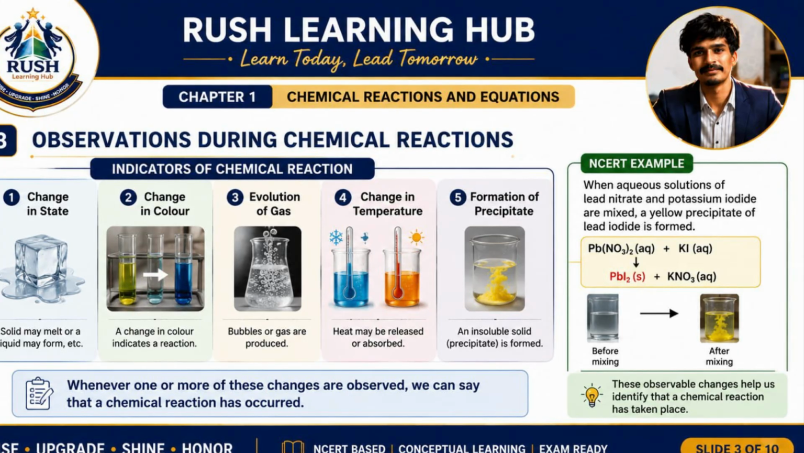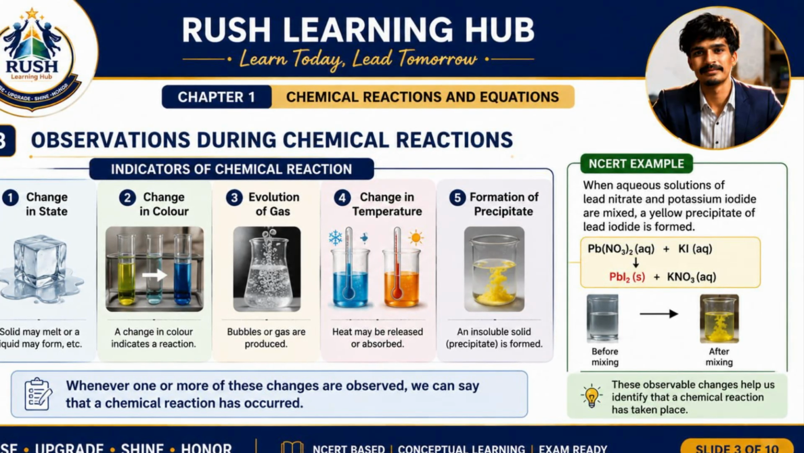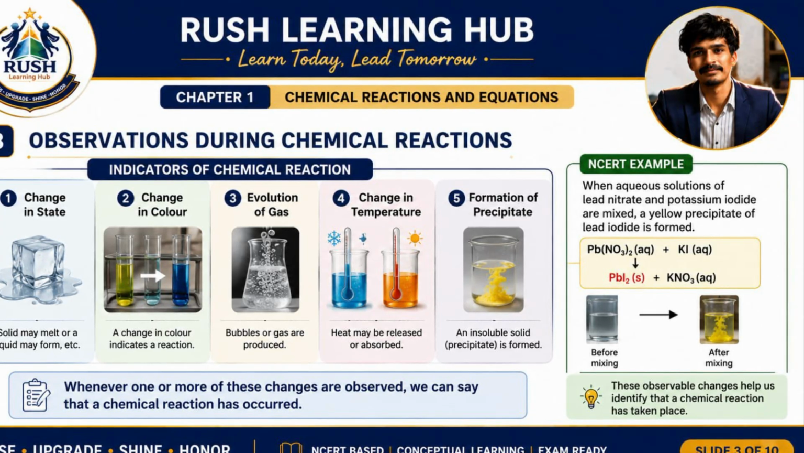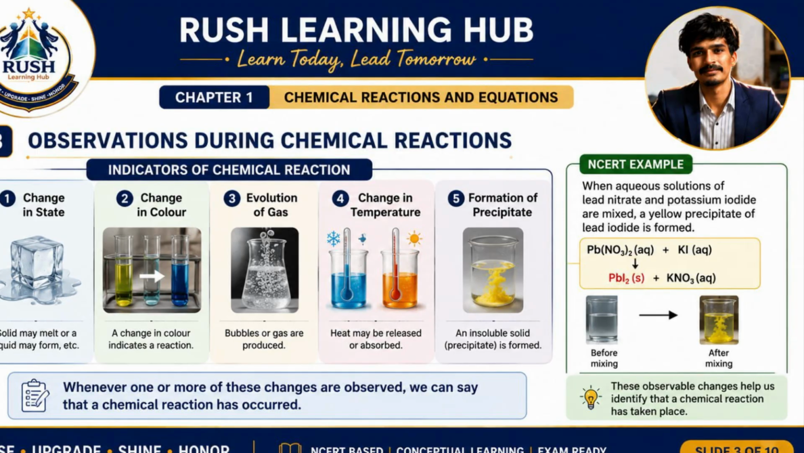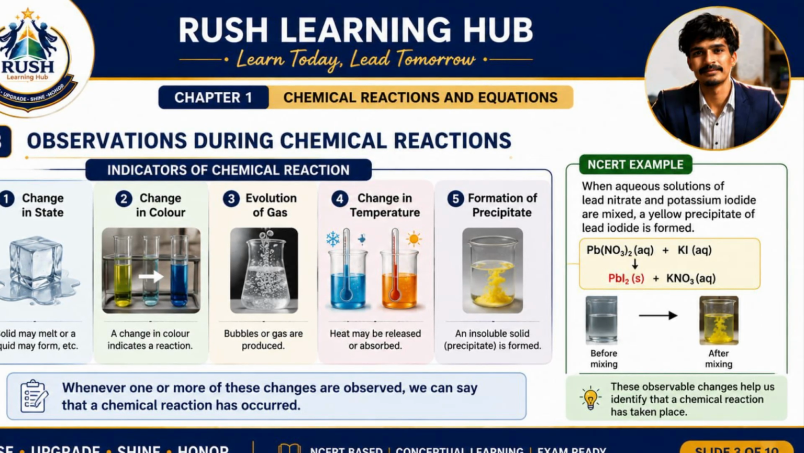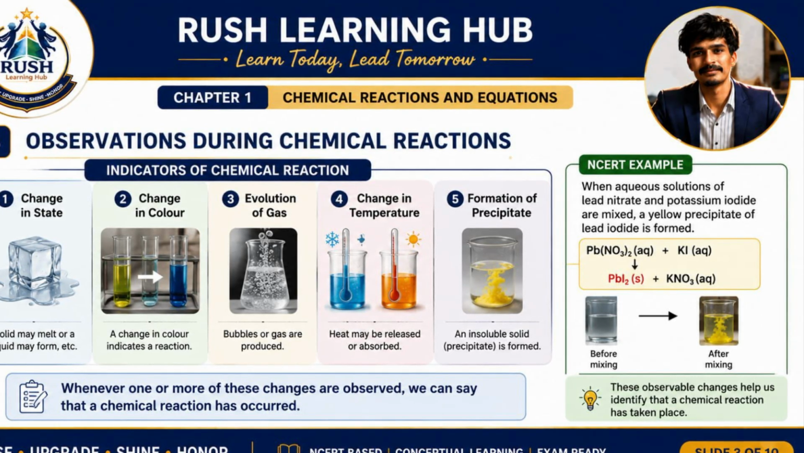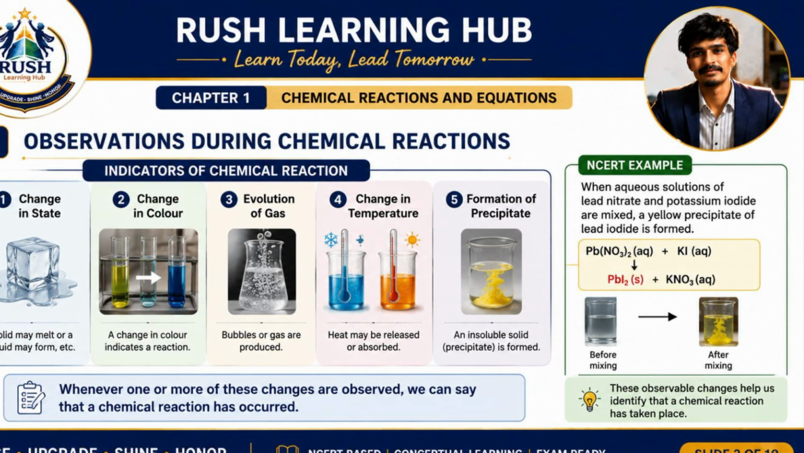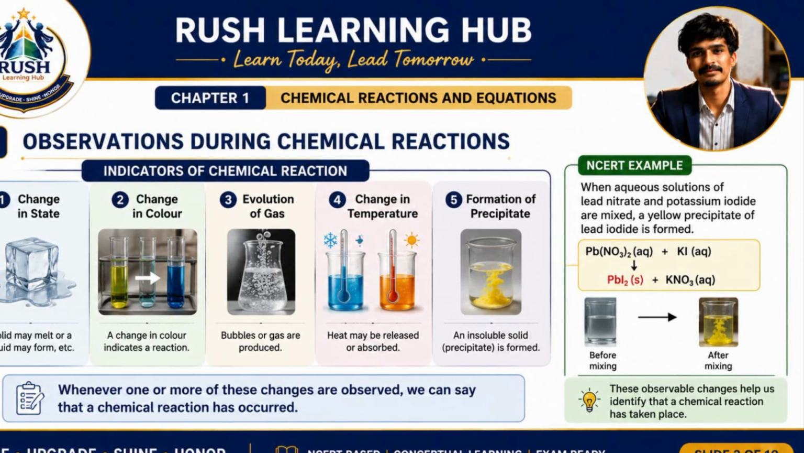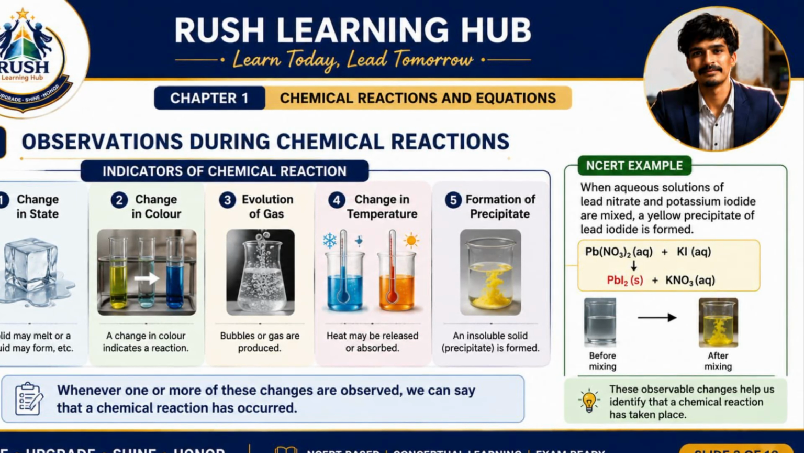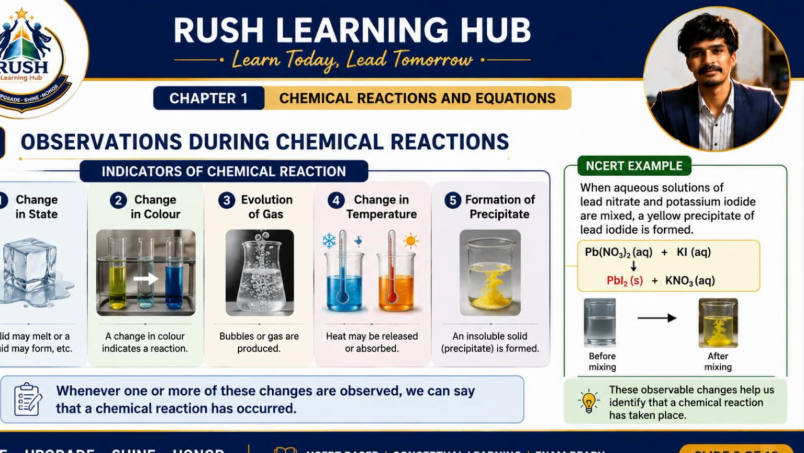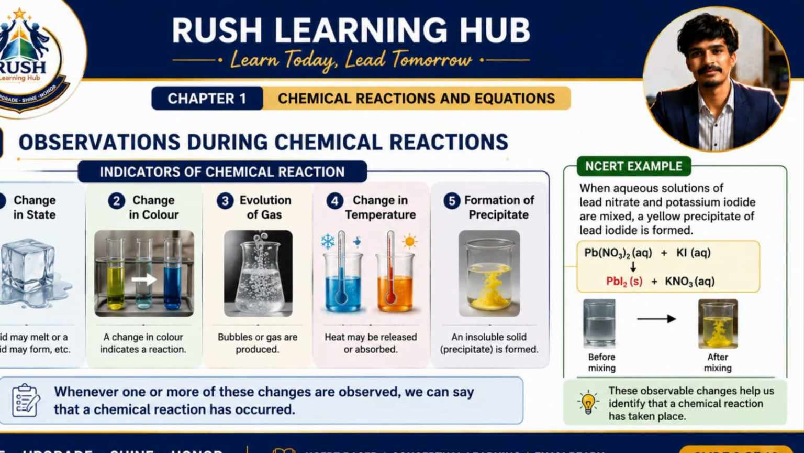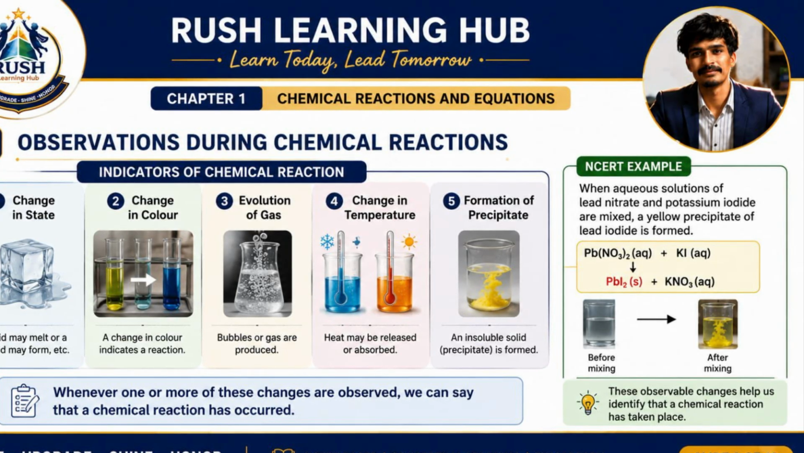Let's look at an important NCERT example. When aqueous solutions of lead nitrate and potassium iodide are mixed, a bright yellow precipitate of lead iodide is formed. This yellow solid clearly indicates that a chemical reaction has occurred. Therefore, whenever we observe changes such as color change, gas evolution, temperature change, change in state, or precipitate formation, we can conclude that a chemical reaction has taken place. In the next slide, we will learn how chemical reactions are represented using chemical equations.